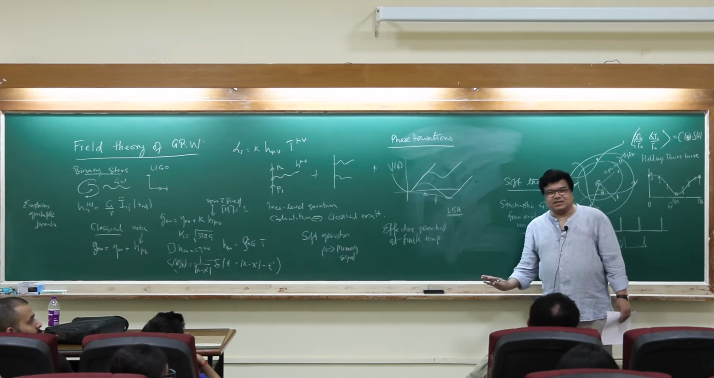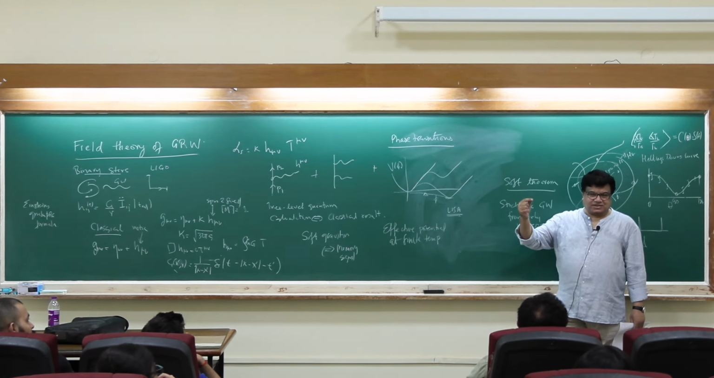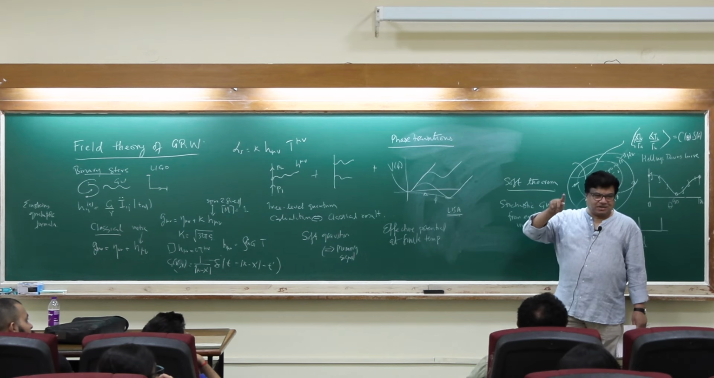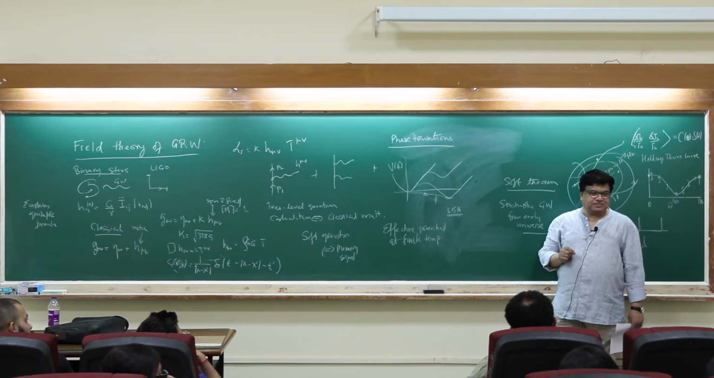No, leptogenesis doesn't need the graviton. Graviton accompanies leptogenesis. During leptogenesis, there is a bremsstrahlung of a graviton from one of the external legs.